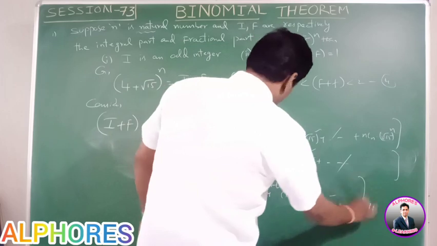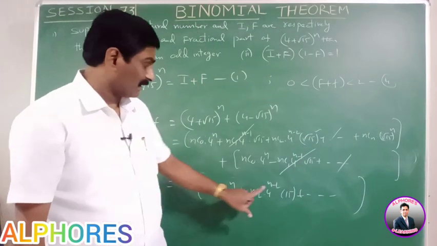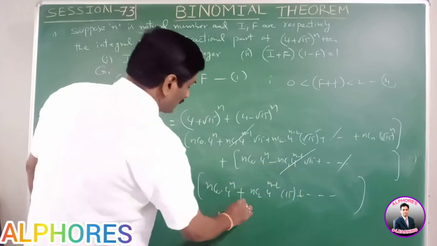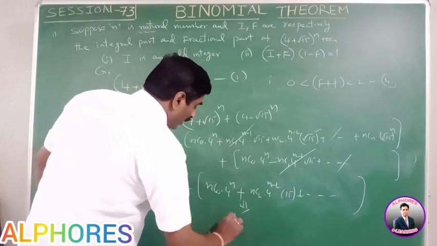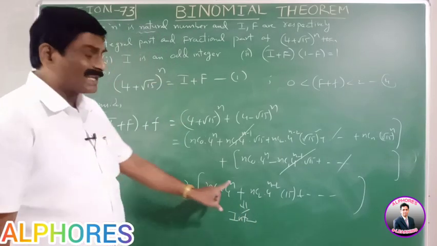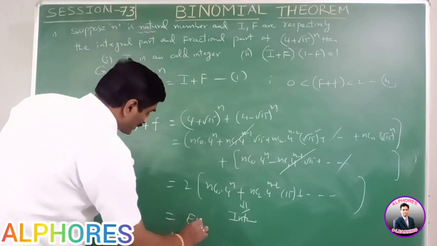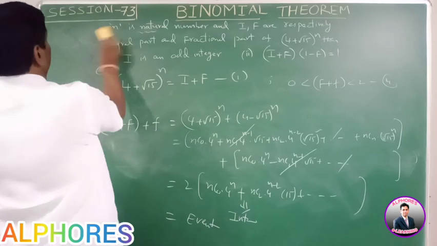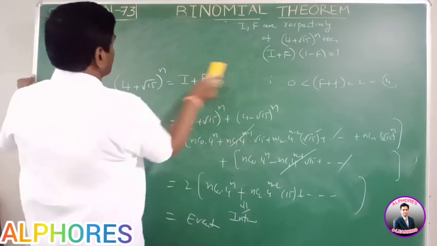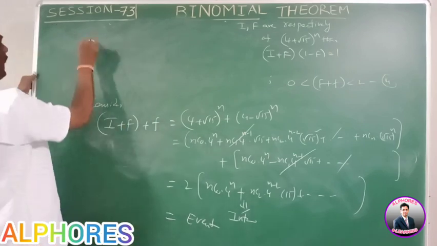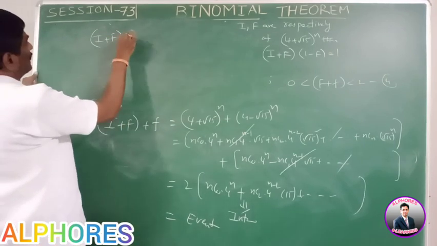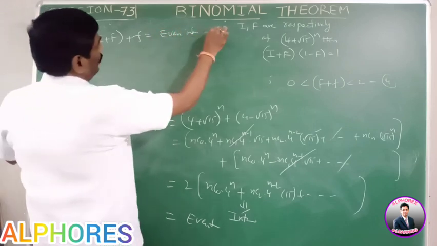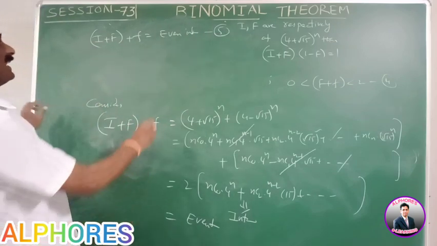All of these must be integers. Please observe: nC0 is an integer, 4 power n is an integer, root 15 whole square is an integer, root 15 whole power 4 means 15 square, an integer. All of these are integers. That means all of this value is an integer. 2 into an integer means an even integer. Finally we get I plus F plus small f is equal to an even integer. Say this is equation number 5. Here it is an integer.